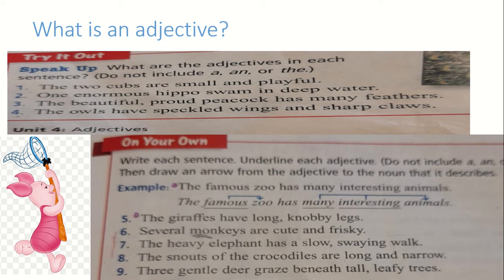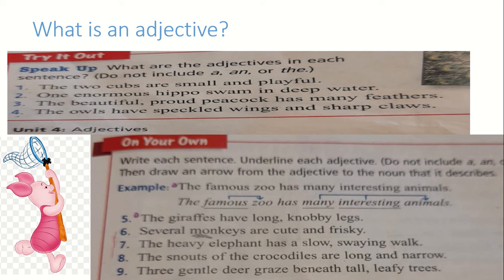The 2 cups are small and playful. You have 3 words. 2, that tells how many. What kind? Small, playful. So you have 3 adjectives right there. One enormous hippo swam in deep water. Okay? We have one, enormous and deep. You have 3 right there.